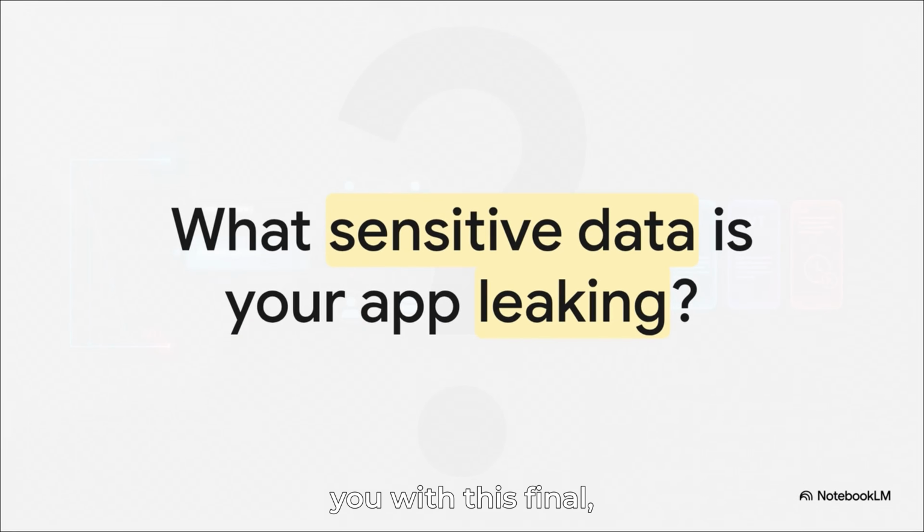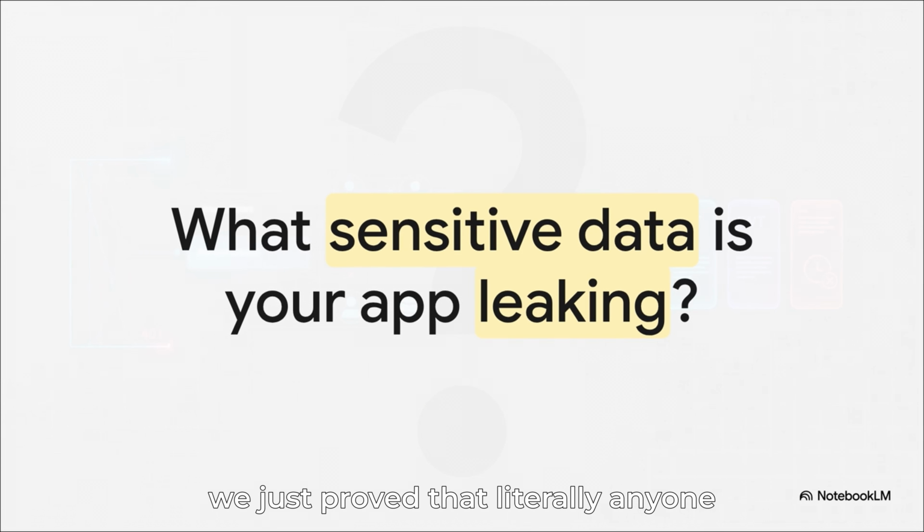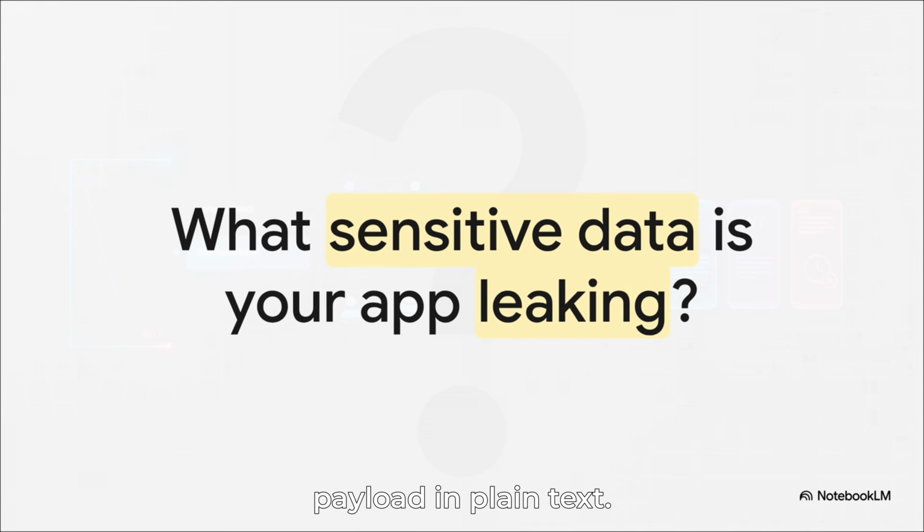And I'm going to leave you with this final, somewhat terrifying thought. Throughout this whole explainer, we just proved that literally anyone can copy a token from their browser, paste it right into a public website, and read the entire payload in plain text. Decoding a JWT doesn't require a password, it doesn't need a decryption key, it is just base64 encoded. So you really have to ask yourself, and maybe your dev team, what secrets, personal data, or sensitive internal system details might your APIs be accidentally exposing in plain sight right now?